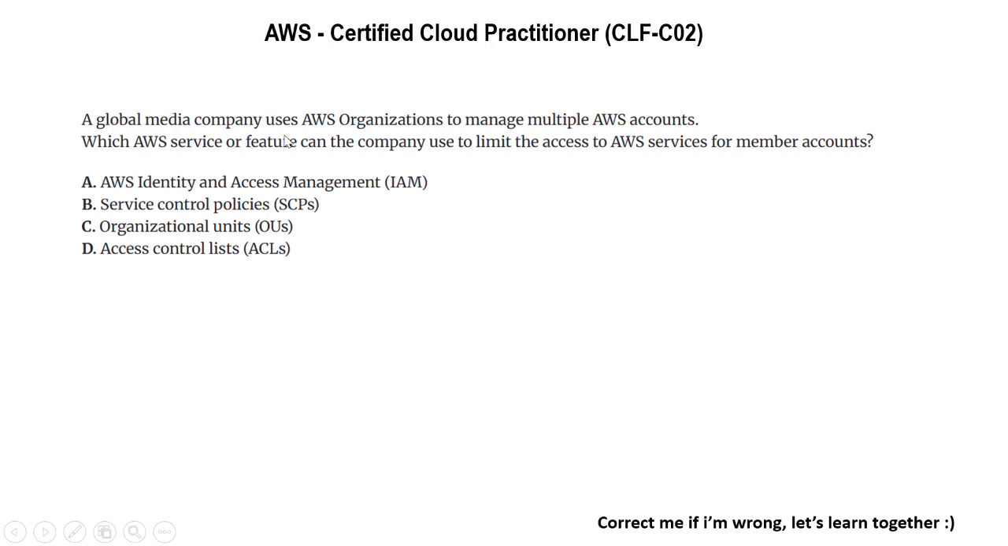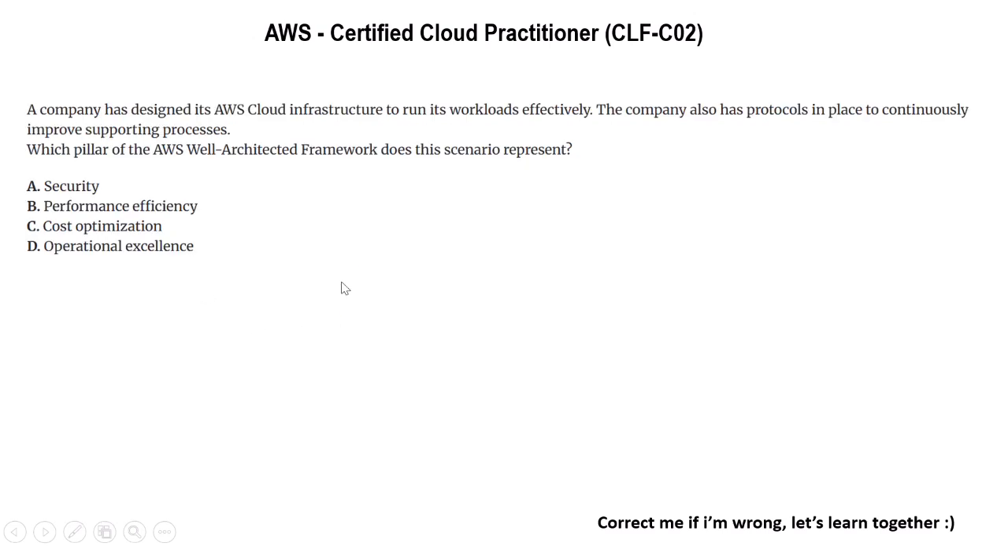A global media company uses AWS Organizations to manage multiple AWS accounts. Which AWS service or feature can the company use to limit the access to AWS services for member accounts? Option A, AWS Identity and Access Management. Option B, Service Control Policies. Option C, Organizational Units. Option D, Access Control Lists. The right answer is option B, Service Control Policies. Next question.